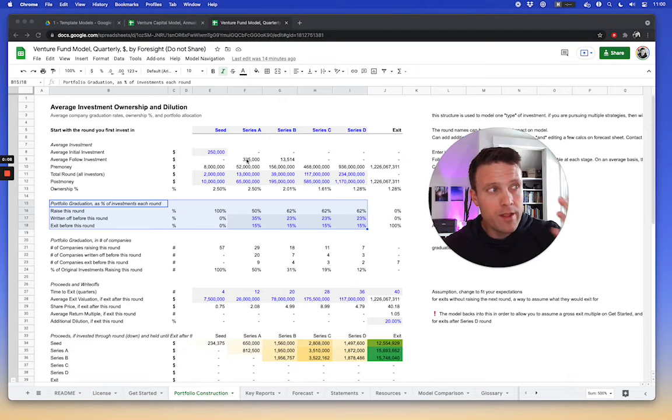Let's talk about portfolio construction and budgeting for follow-on reserves. So this is an example of a construction that you use for doing portfolio construction.